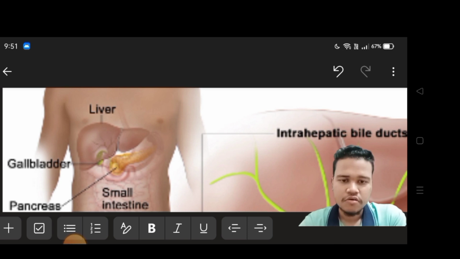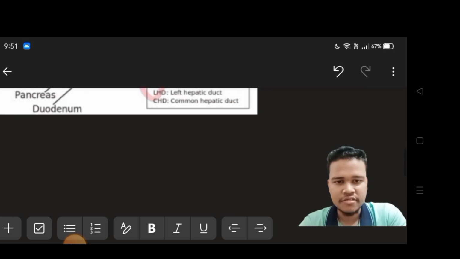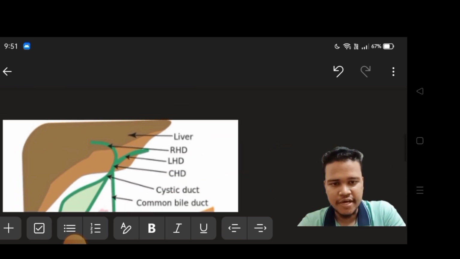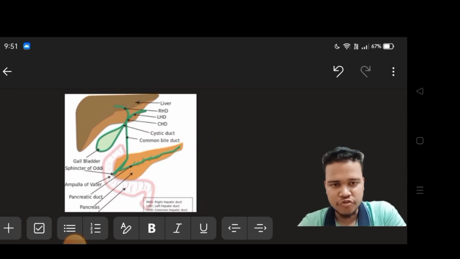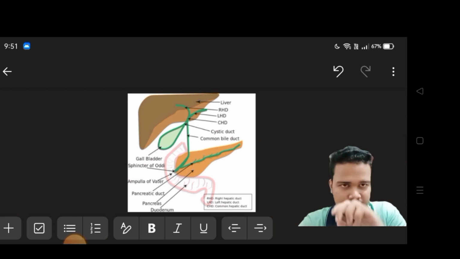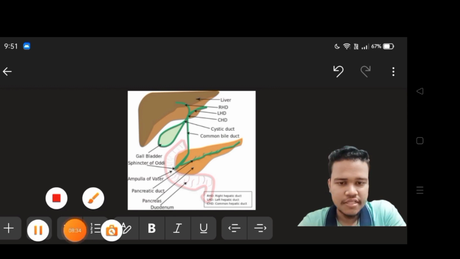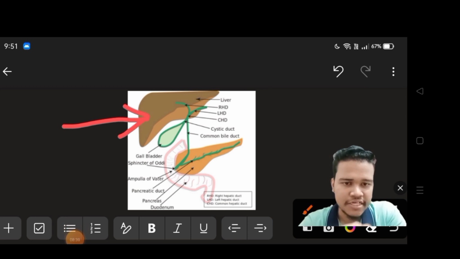Now we move on to our main discussion topic. This figure is our hepatobiliary system. Our today's topic is based on this figure. In this figure we can see that the red marked area indicates the liver. This is our liver.